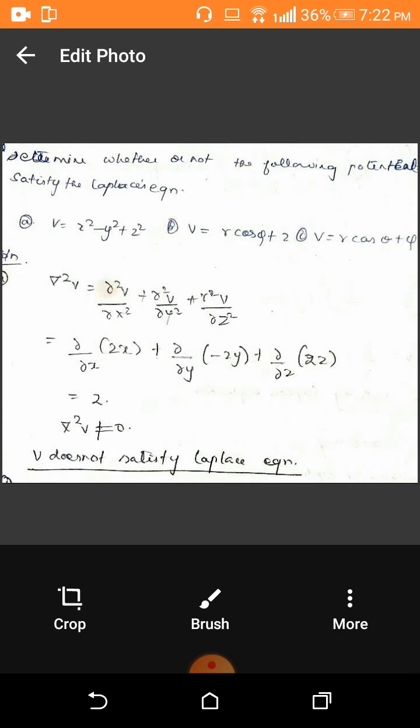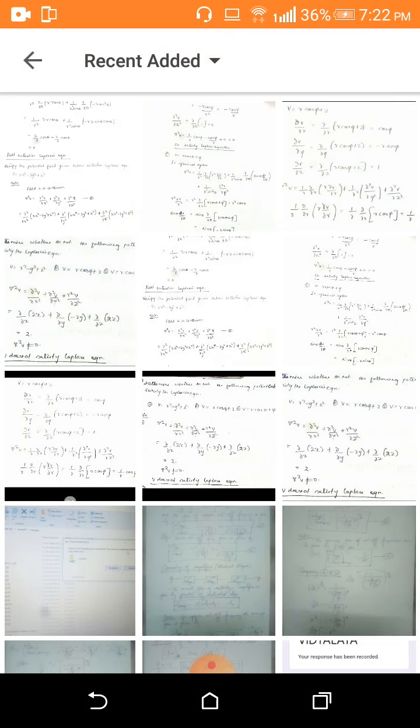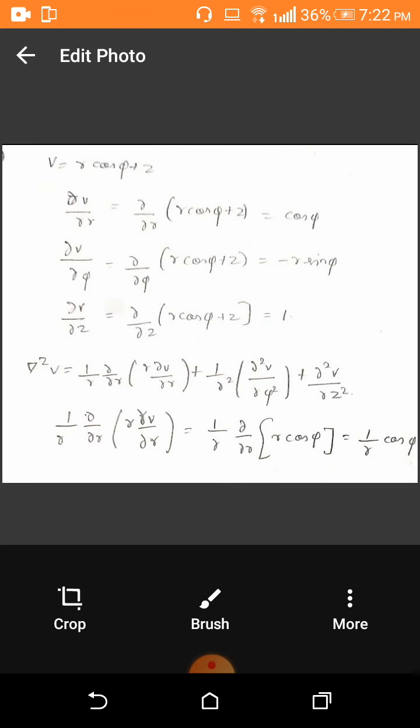Fine. The next problem. So the next problem we are going to see, V is equal to R cos pi plus Z. So we are going to check whether this particular equation is going to satisfy the Laplace condition or not. So first we are going to find what the condition is, del square V is equal to 0. So for that we have to find dou square V by dou x square plus dou square V by dou y square plus dou square V by dou z square.